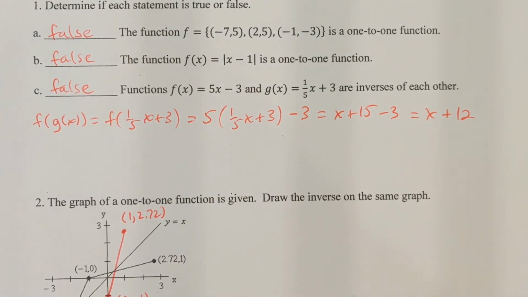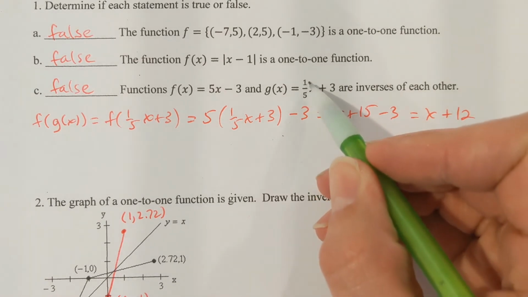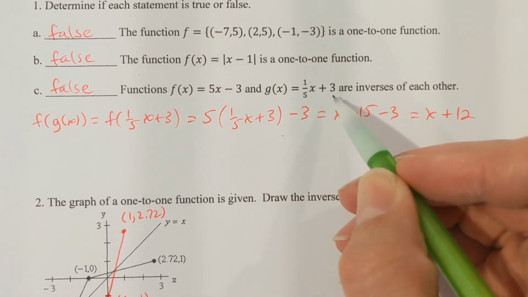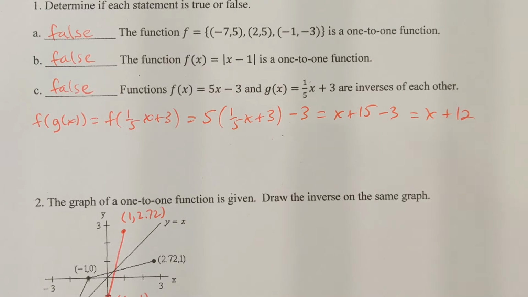By the way, it would be inverses if you had parentheses around the x plus 3. We don't have that here, but if we did have the parentheses around the x plus 3, we would get just x by plugging each function into the other. So like any other math problem, the notation matters, the parentheses would matter there.